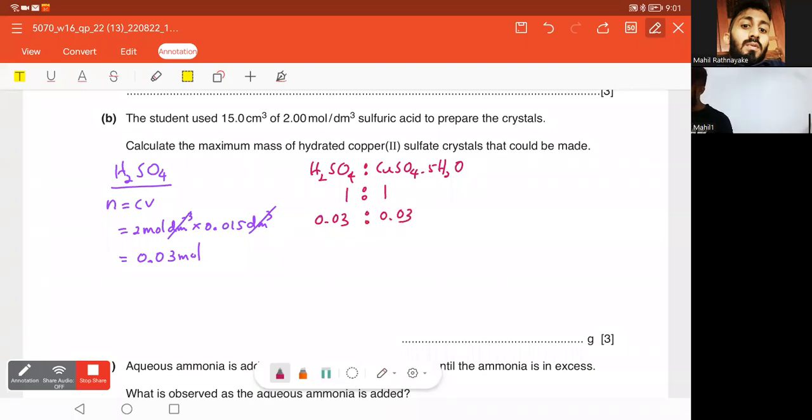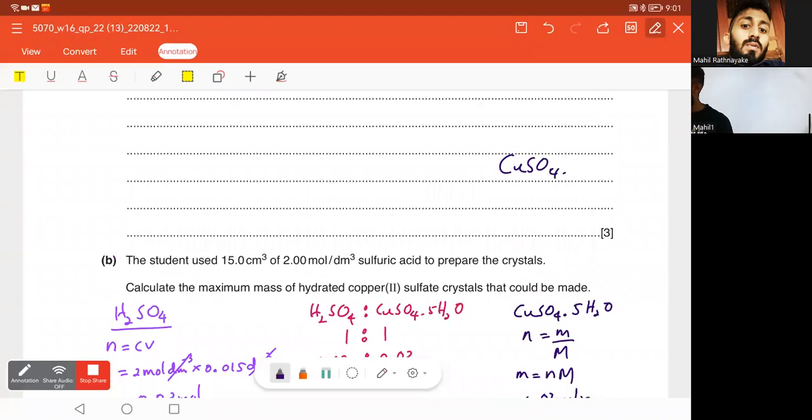Then for hydrated copper(II) sulfate, they ask for the mass. What's the equation? n equals m over M, so m equals n times M. Number of moles is 0.03 moles. I think you can remember the Mr of hydrated copper(II) sulfate, 250. If you want, you can work it out.